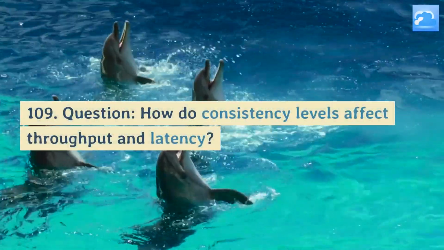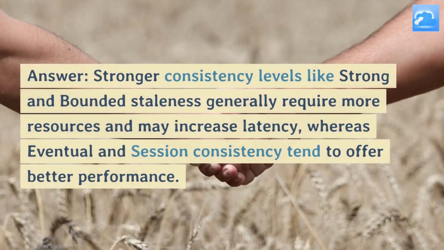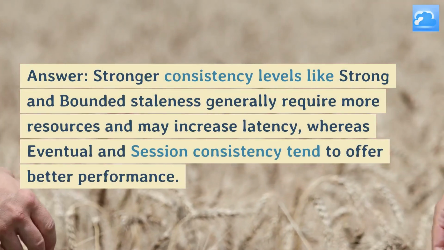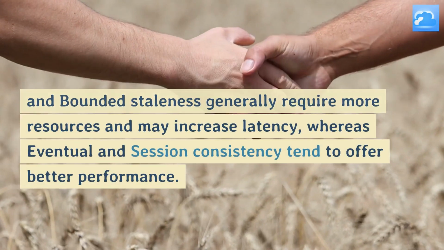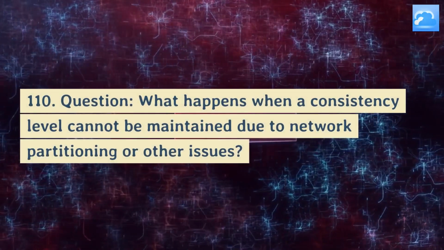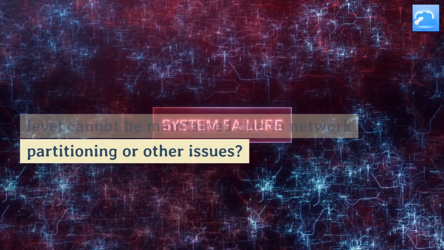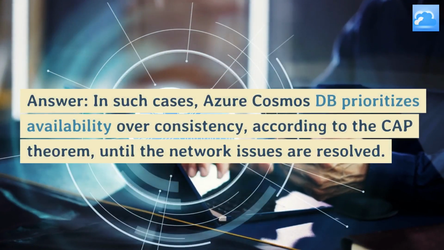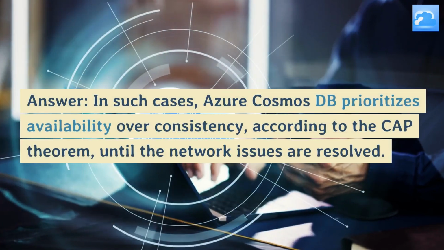109. Question: how do consistency levels affect throughput and latency? Answer: stronger consistency levels like strong and bounded staleness generally require more resources and may increase latency, whereas eventual and session consistency tend to offer better performance. 110. Question: what happens when a consistency level cannot be maintained due to network partitioning or other issues? Answer: in such cases, Azure Cosmos DB prioritizes availability over consistency, according to the CAP theorem, until the network issues are resolved.